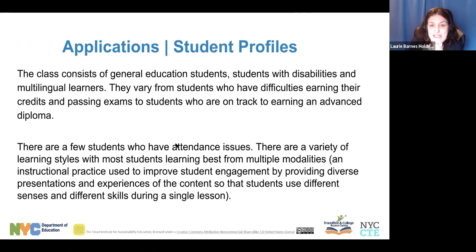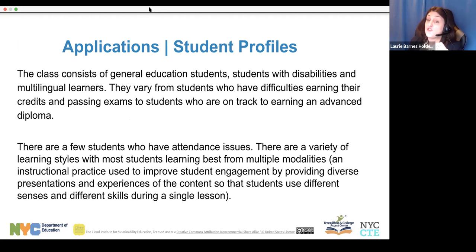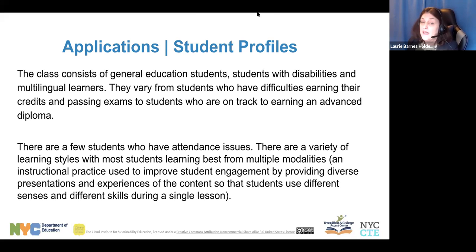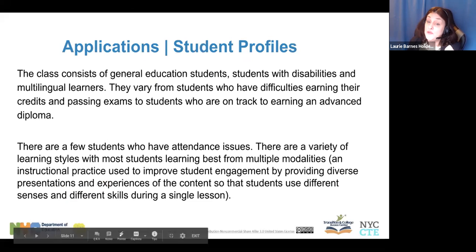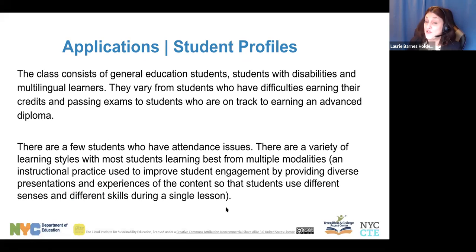So this class consists of general education students, students with disabilities, and multilingual learners. They vary from students who have difficulties earning their credits and passing exams to students who are on track to earning an advanced diploma. So there are a few students who have attendance issues. There are a variety of learning styles, with most students learning best from multiple modalities, which is an instructional practice used to improve student engagement by providing diverse presentations and experiences of the content so that the students use different senses and different skills during a single lesson.